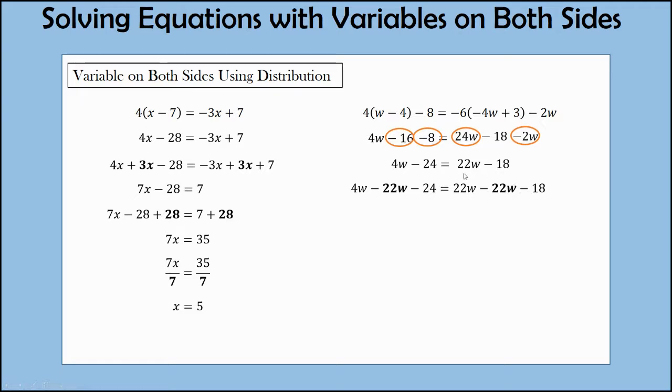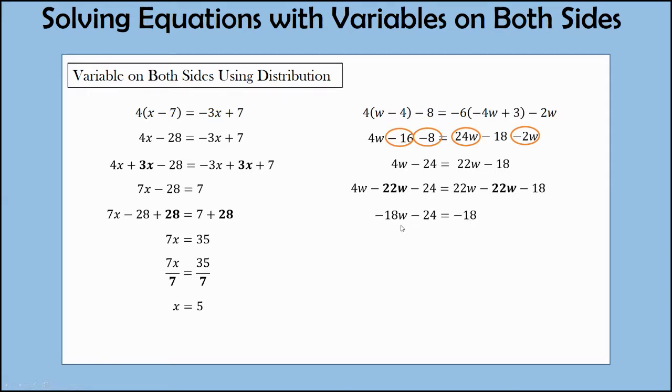So I subtract 22w. That's going to make this a 0. 22w minus 22w is 0. 4w minus 22w is really 4w plus negative 22w. That's going to give me negative 18w. Okay, minus 24 equals this is a 0 because 22w minus 22w is 0. So I still got negative 18 over there.